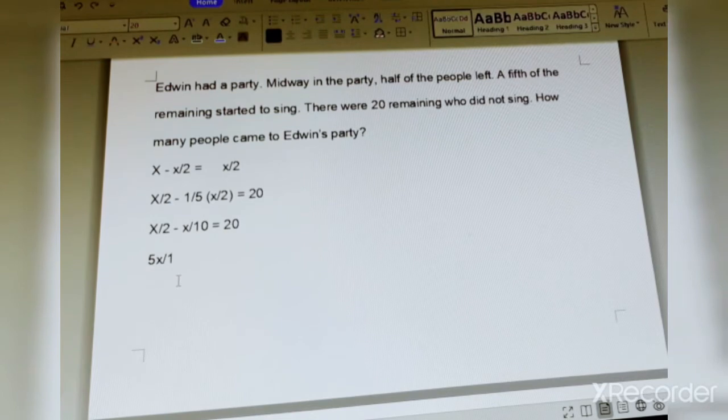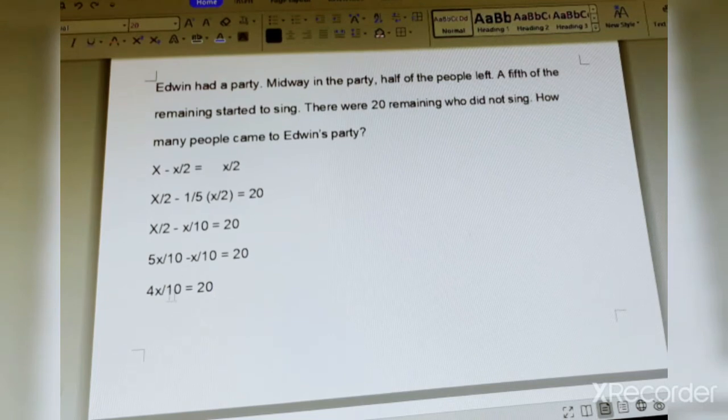The 10 minus 10 divided by 10 is 1 times X, X over 10 equals 20. Okay. So 5x over 10 minus x over 10 equals 20. So 5x minus x equals 4x over 10 equals 20.